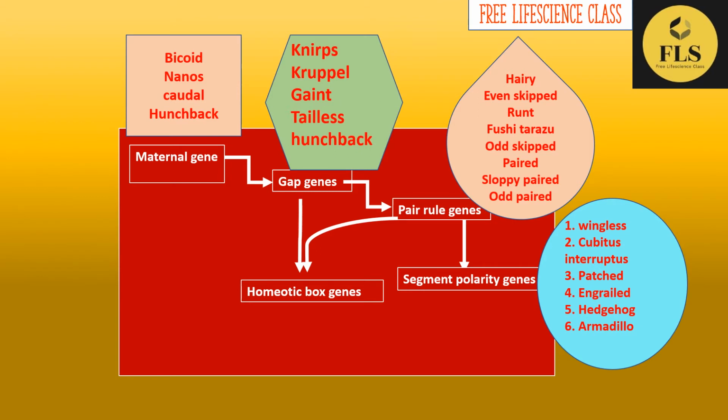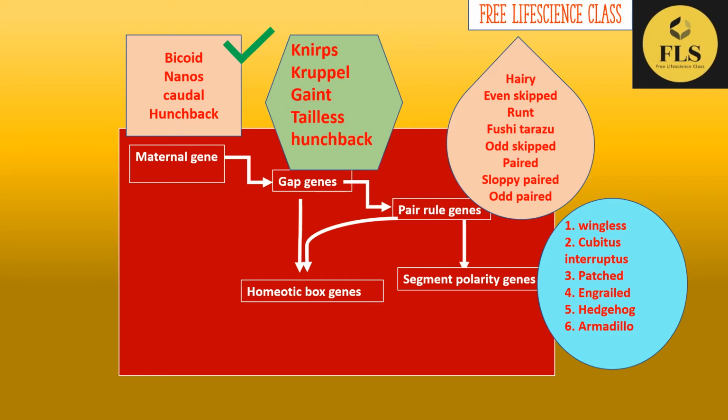So let's sum up what we have learned in the previous videos. First, we have learned maternal effect genes. Then we learned about maternal genes: bicoid, nanos, caudal, hunchback, everything. After that, these maternal genes activate the segmentation genes or the zygotic genes. These segmentation genes, or zygotic genes, are classified into three types: gap genes, pair rule genes, and segment polarity genes.